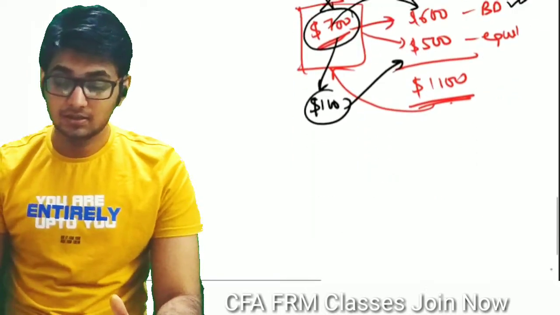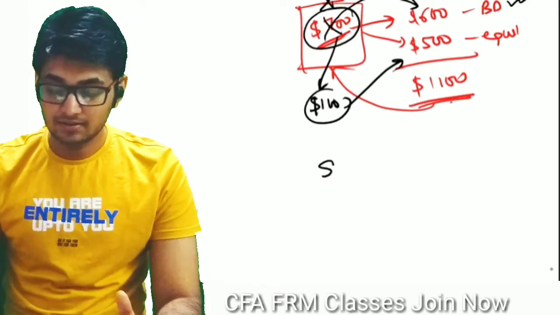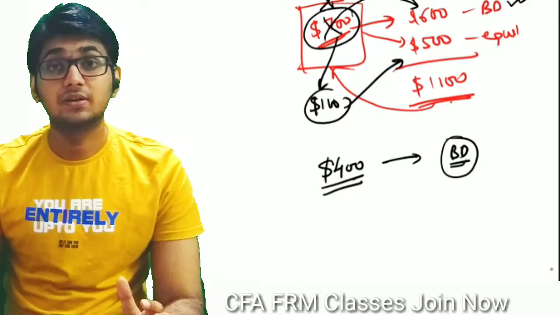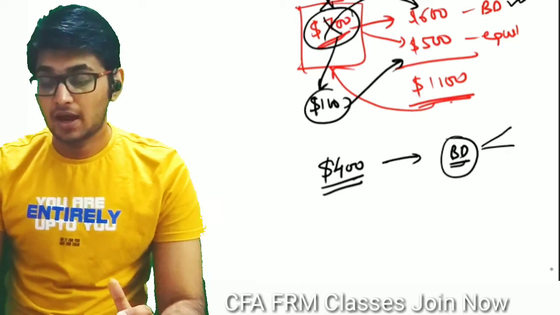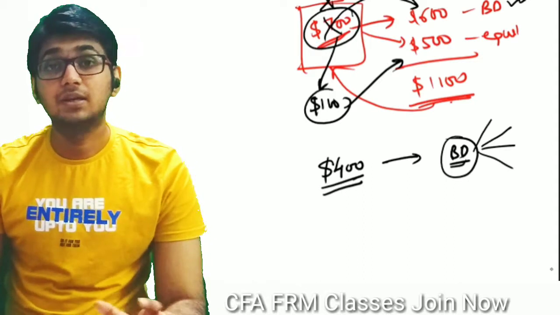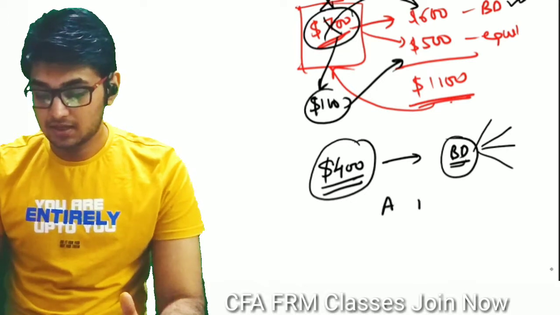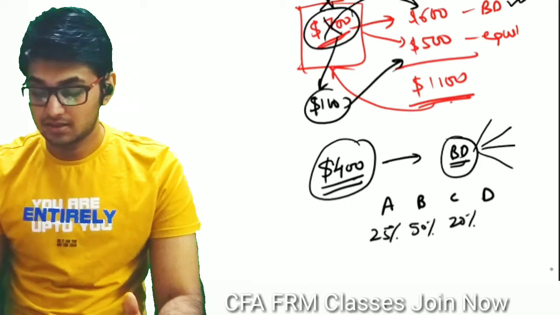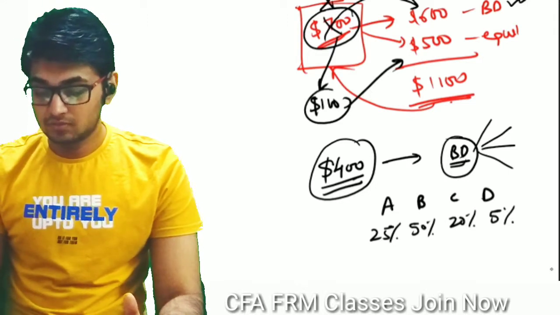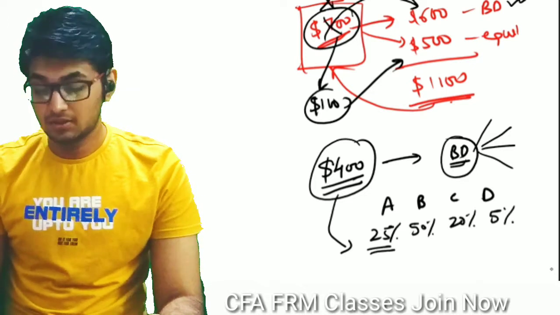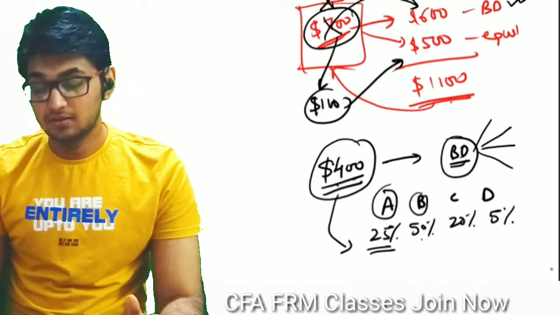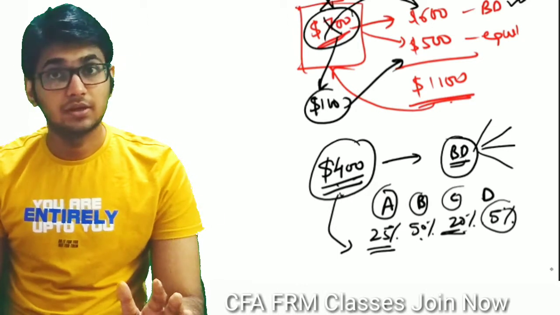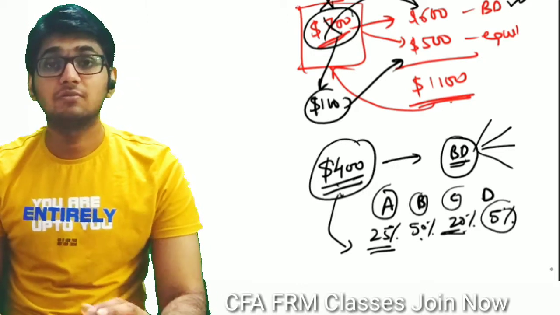Clear? Now, there can be another scenario as well. Suppose they are not left with $700, rather they are left with $400. Now the whole $400 will be given to bondholders, and everyone will be given the $400 proportionate to their investment weights. Suppose there are A, B, C and D, who have invested 25%, 50%, 25% and 5% respectively. So of the $400, 25% will be given to A, 50% to B, 20% to C, and 5% to D. Clear? This is how we divide our money in case of any kind of default.